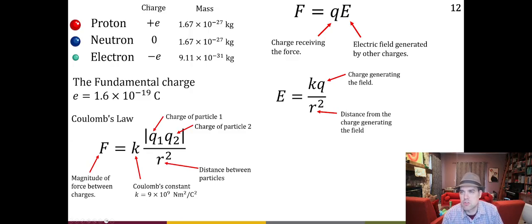Here is the summary slide for this week's highlights. We have our fundamental charges here, as well as their mass. I give you the value for the fundamental charge. Coulomb's law, the force between two charges. F equals QE, the force on a charged particle due to an electric field. And then E equals KQ over R squared. This is the electric field that's being generated by a specific charge.